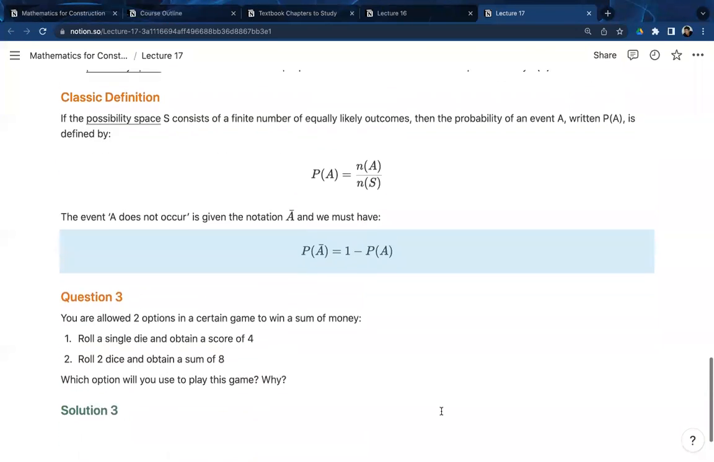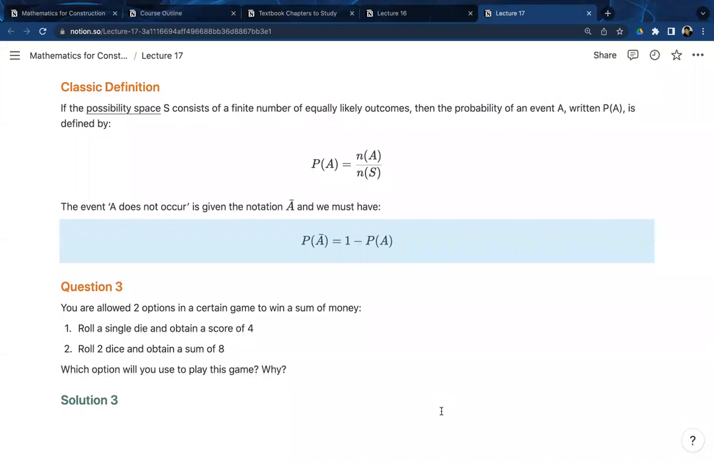So I have this question here. You're playing a certain game and you're allowed 2 options to win a sum of money. Take a single die, roll it, and obtain a score of 4. If you get a score of 4, you get the sum of money. Or you could choose to roll 2 dice, and whatever the score is on the 2 dice, you add it up. If that score is 8, then you would get the same sum of money. The question is, which option would you use to play the game and why? Okay, think about it.